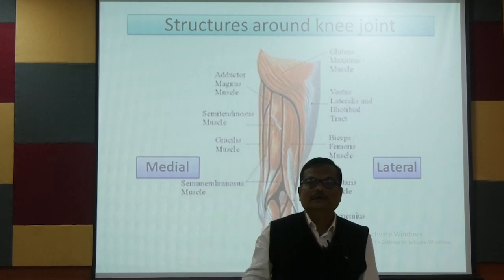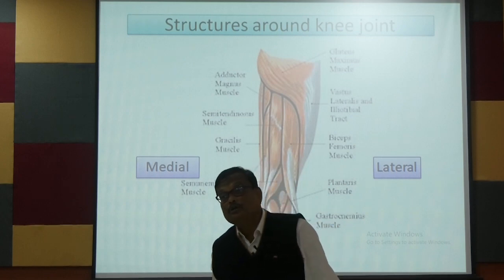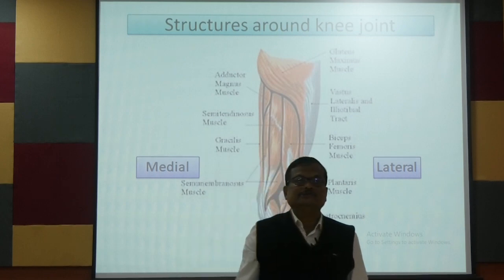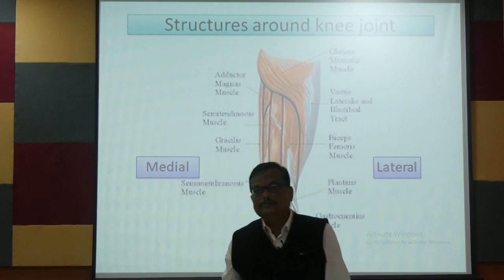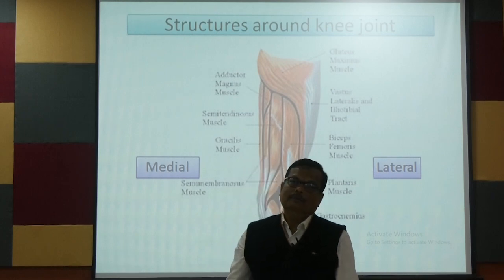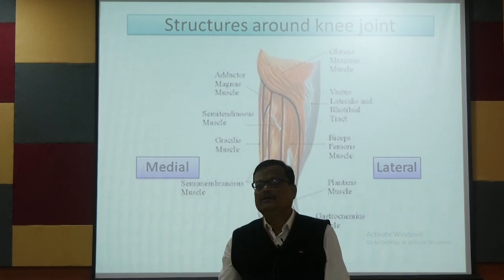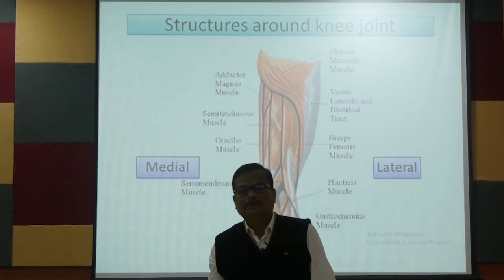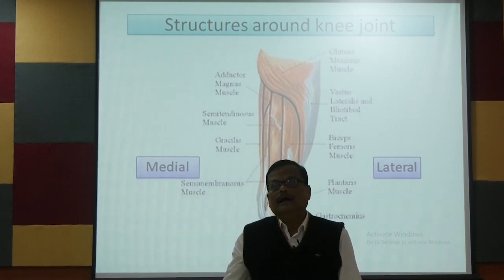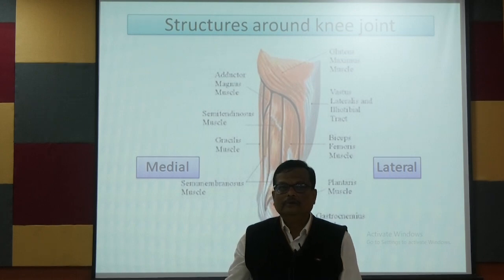And last but not the least, the adductor part of adductor magnus. Again, adductor magnus has got two components: a hamstring component and an adductor component. So only the hamstring component or hamstring part, the hamstring part of the adductor magnus.